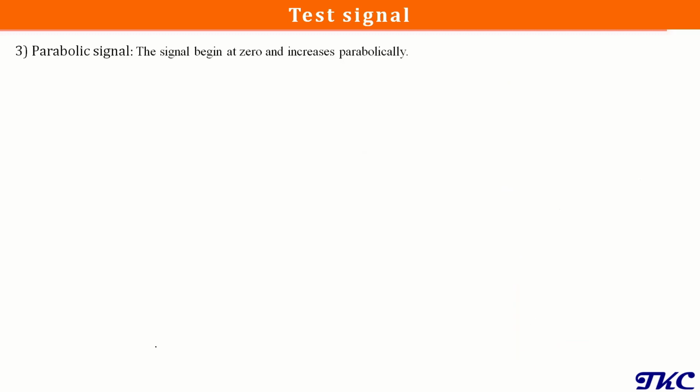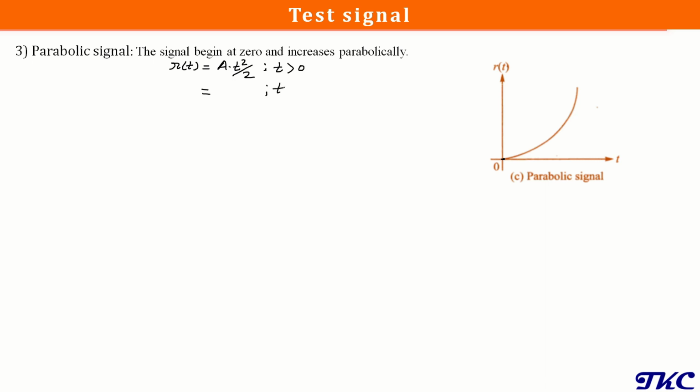The next signal we have is the parabolic signal. The parabolic signal will begin at 0 and increase parabolically in this way. So at 0 it is approximately 0, and then as time increases it gradually increases in a parabolic fashion. Mathematically, we can represent this in the time domain as r of t equals a times t square by 2, for time greater than 0, and when time is less than or equal to 0, the value is 0.